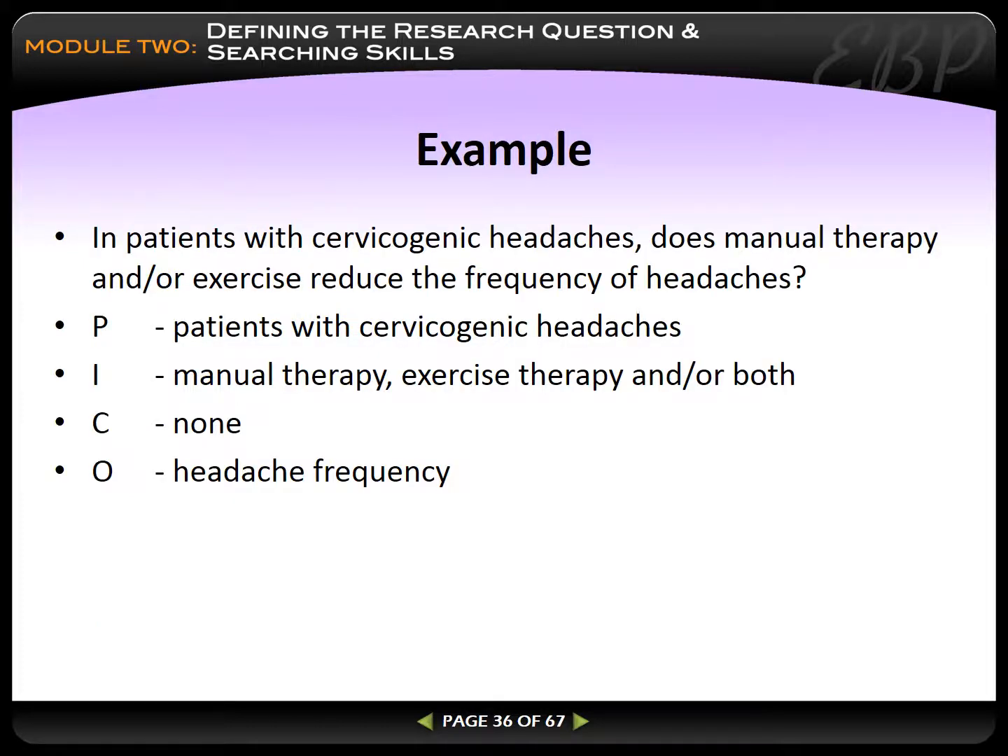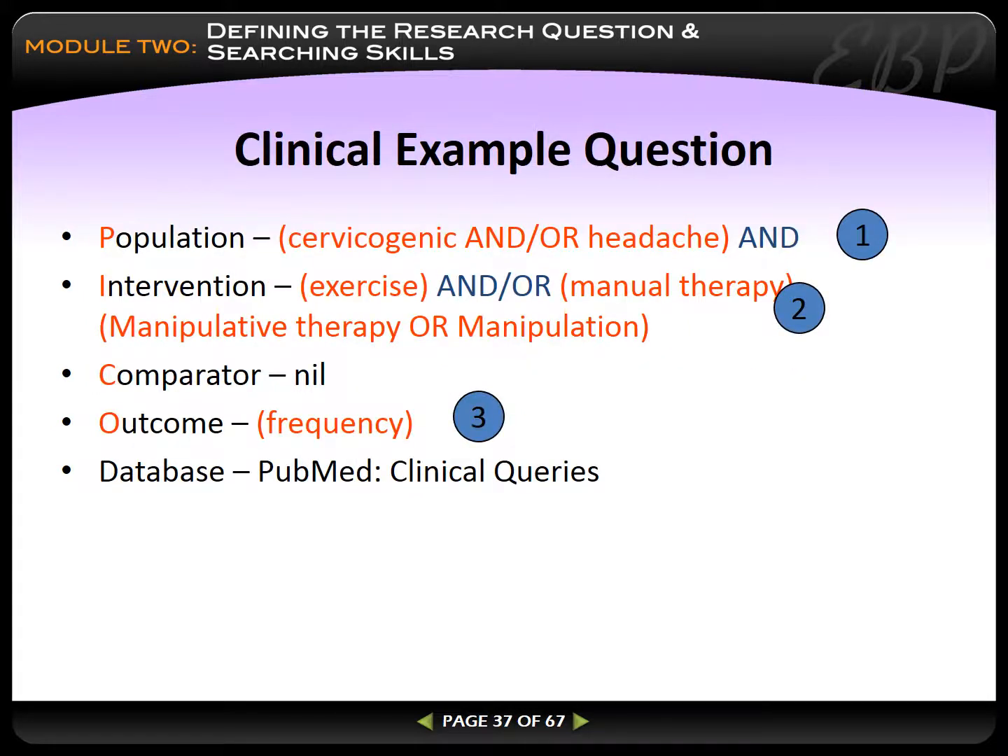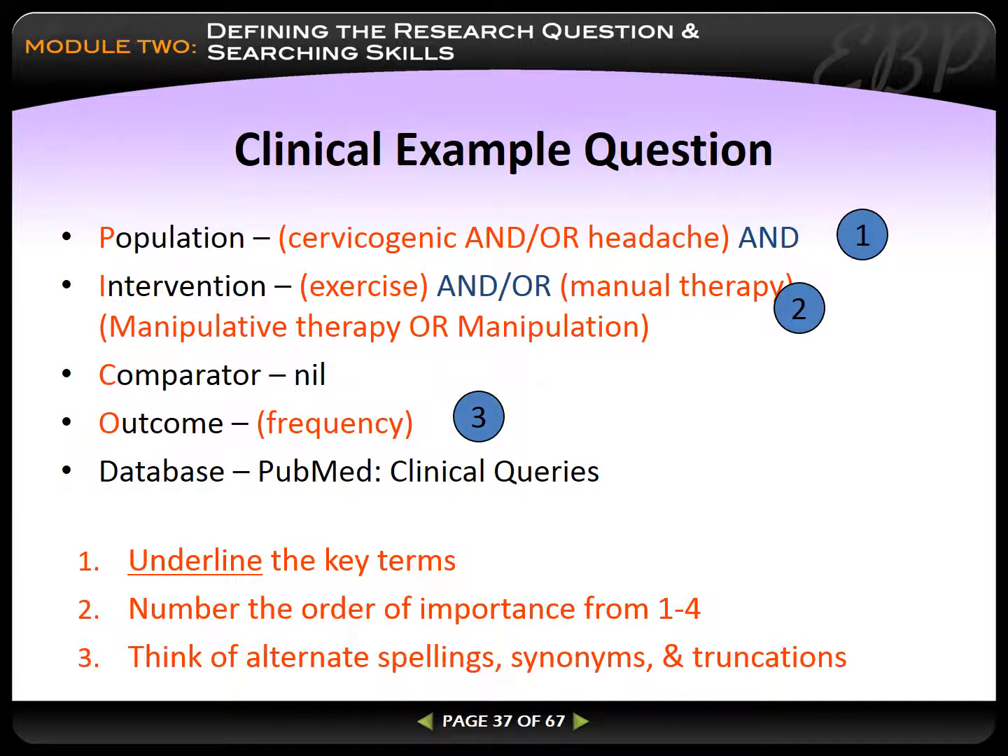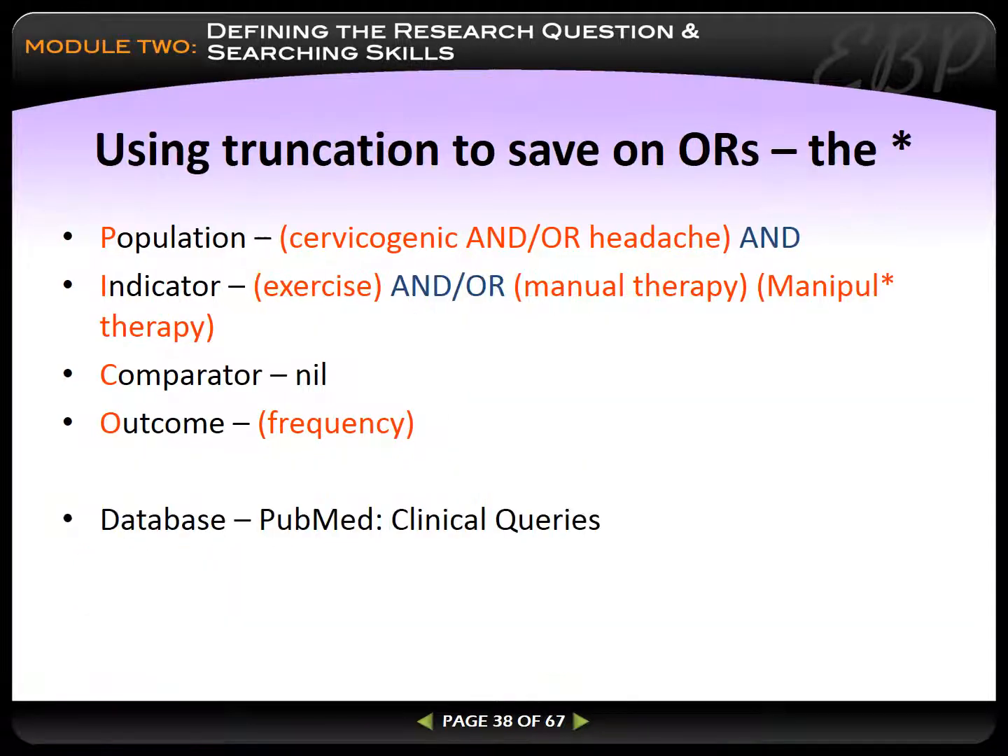I'm going to let you go through the example with the patients with cervicogenic headaches, looking at manual therapy and exercise with an outcome of headache frequency. And these are some of the terminologies you could use, the MeSH headings, to do your search. It helps in the PICO question to underline the key terms, and when you're putting the words in, use them in order of importance because it's going to search for that first.